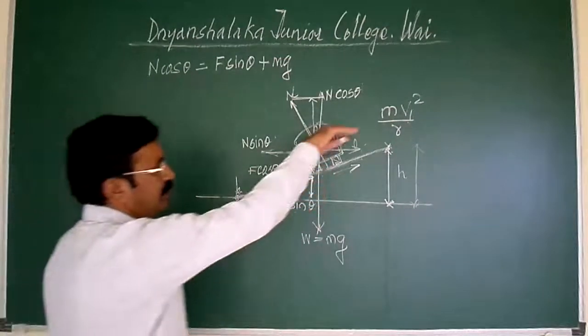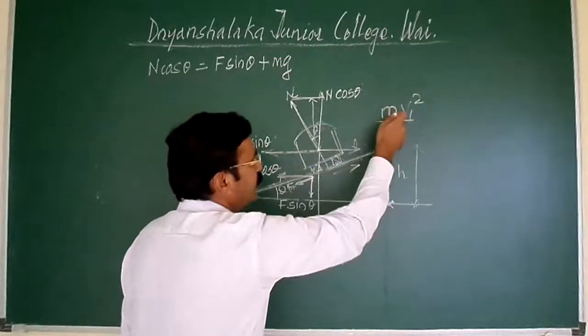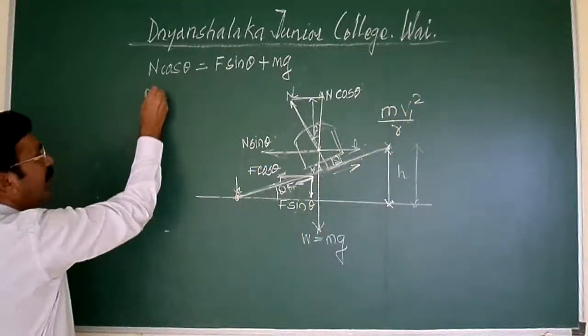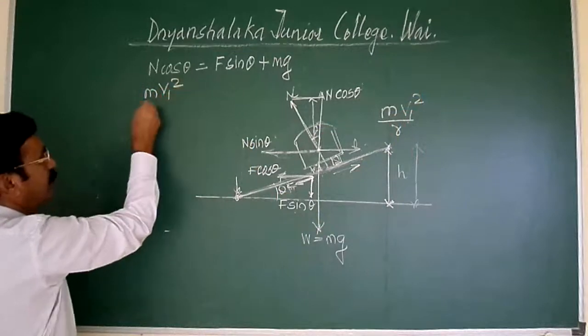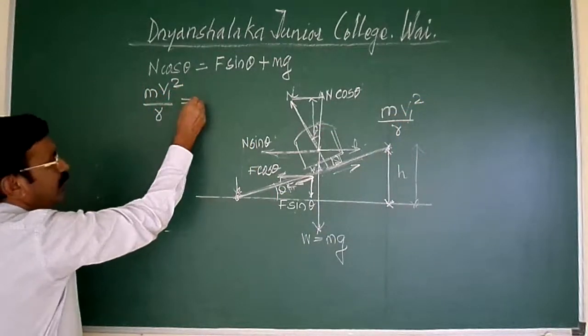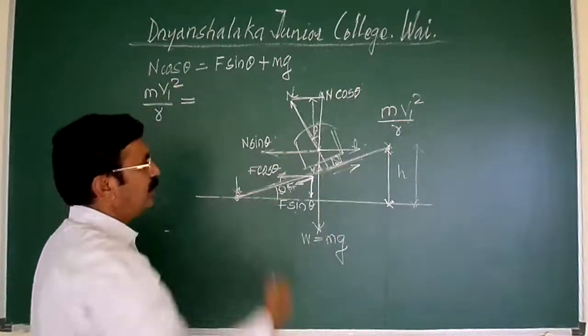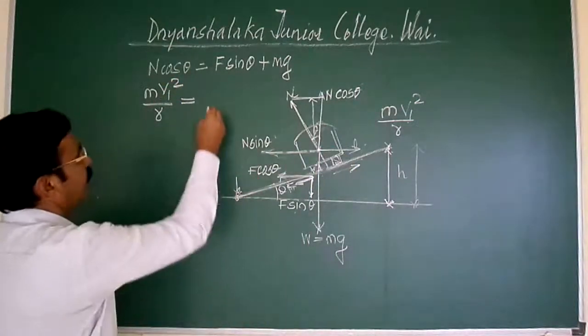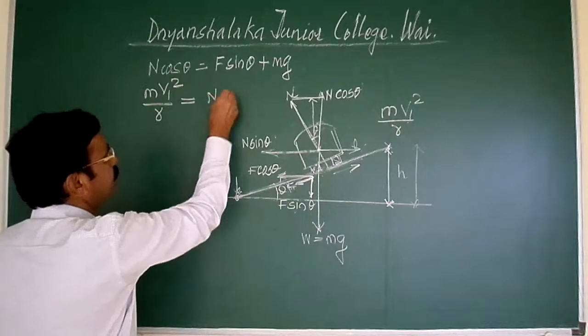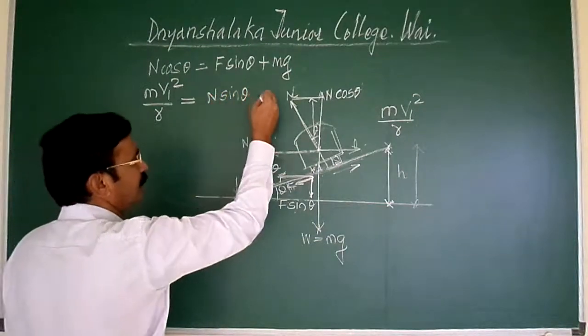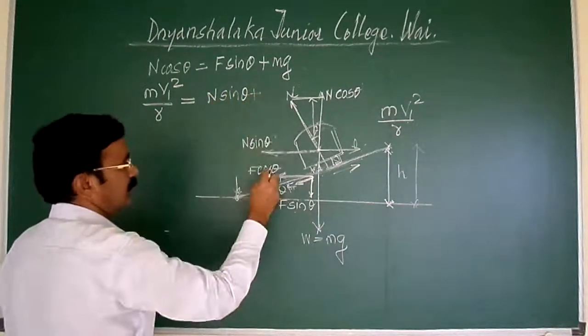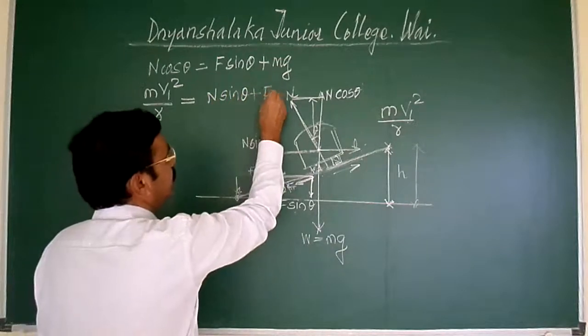and centrifugal force m v1 square upon r is balanced by two forces acting in the left hand direction, n sin theta plus F cos theta.